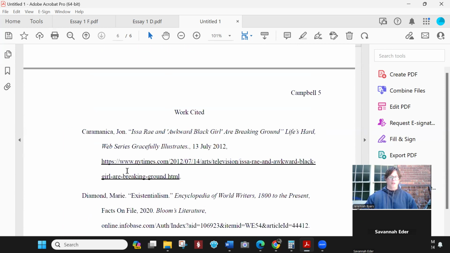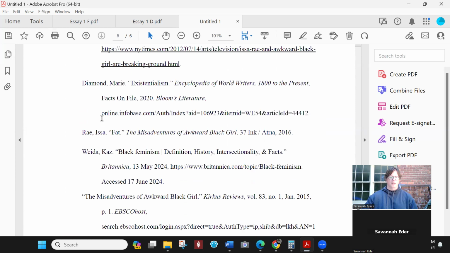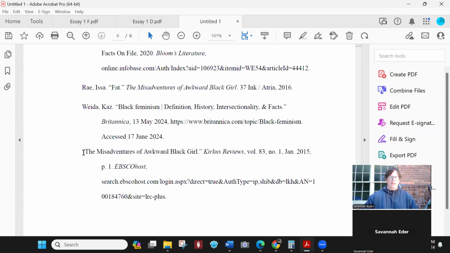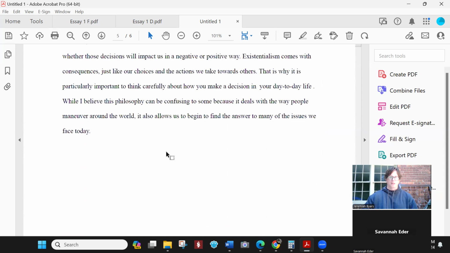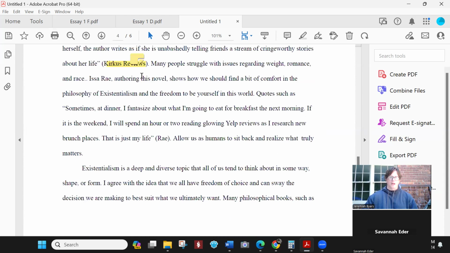So down here, when we check this, it's stated as The Misadventures of Awkward Black Girl by Kirkus Review. So that should be the title that's in the parenthetical citation right there. Okay.